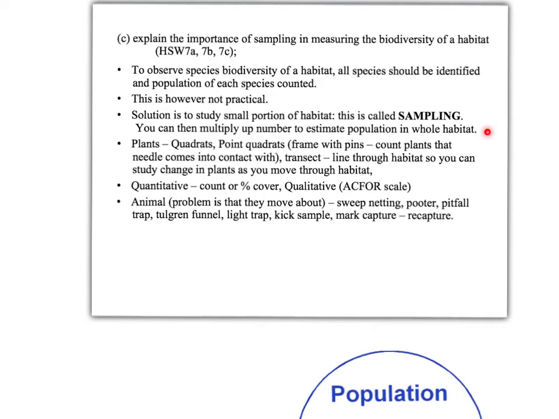Now we're just going to look at various bits of apparatus that ecologists might use to sample, and there are key words here like quadrat, point quadrat, transect. These are words that you should understand. I'll quickly go through those one by one.